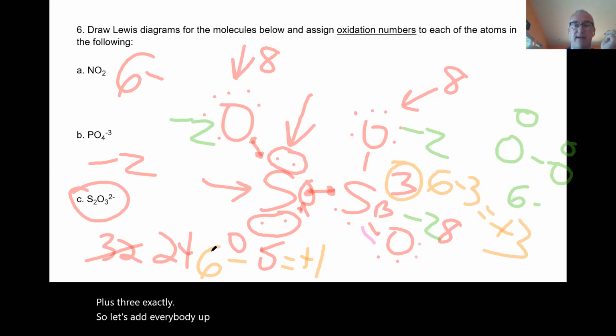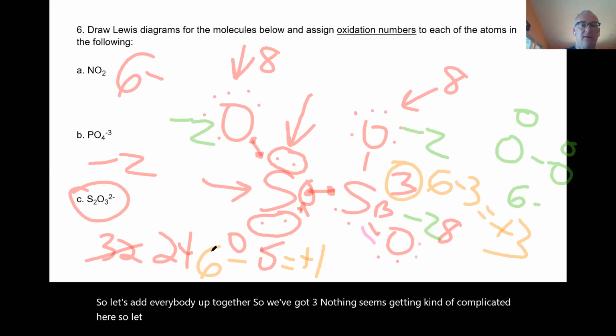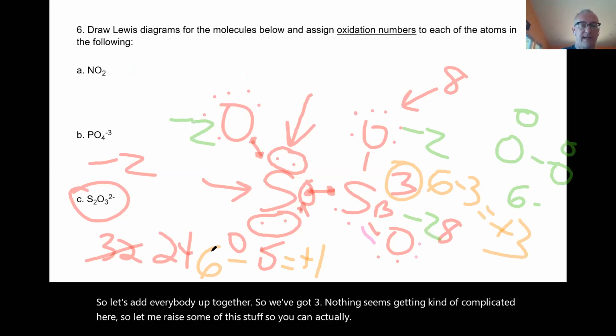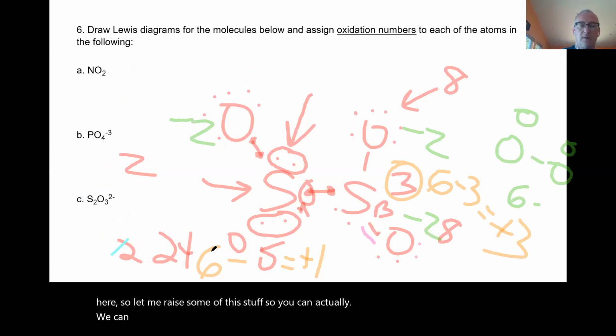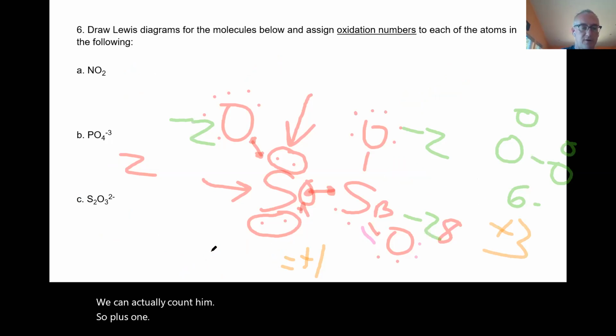So let's add everybody up together. As you can see, it's getting kind of complicated here. So let me erase some of this stuff so we can actually count them. So +1, +3. All right, so we've got 3 oxygens, and they're all -2. So that is -6.